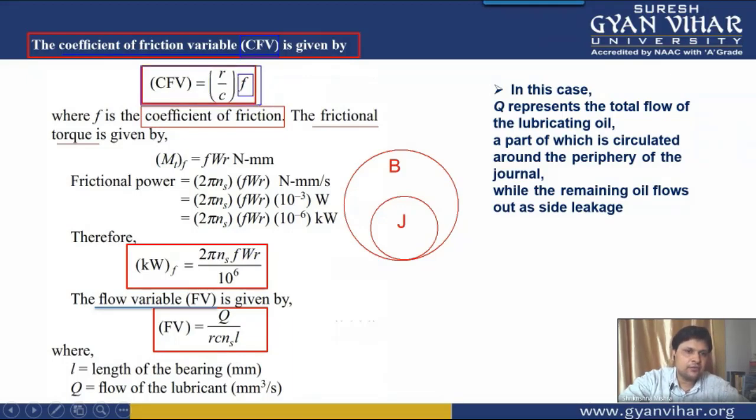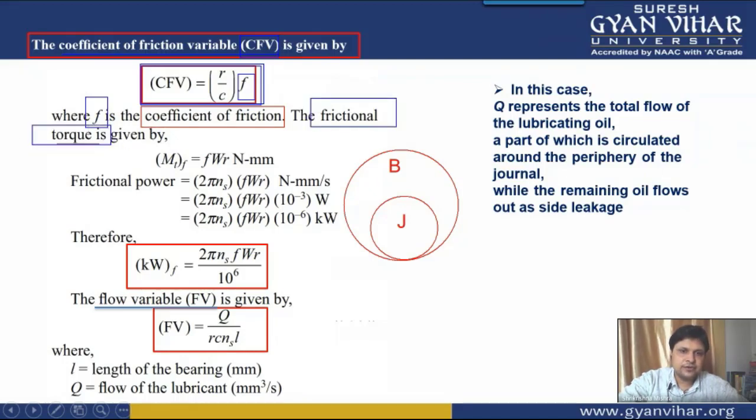Here small f is your coefficient of friction. So the coefficient of friction variable and the coefficient of friction are different. In the coefficient of friction variable, this is the formula used: R by C into f. This is the coefficient of friction variable number. Then, when you have the coefficient of friction value, we all know how we calculate the frictional torque.